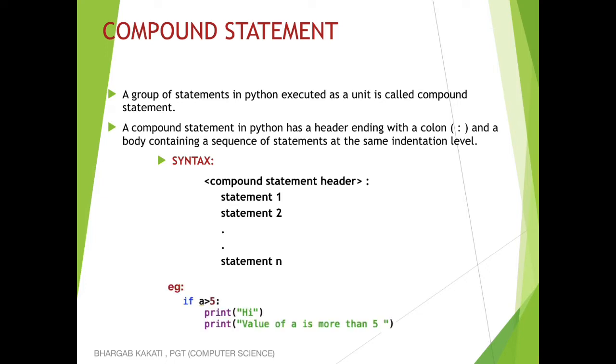For example, if I write if a greater than 5, and in the next lines we write print high and print value of a is more than 5, these two statements are known as compound statements. Why are these known as compound statements? Because these are a block of statements. How can we know that these are blocks of statements? Because after the statement heading, that is if a greater than 5, we are giving a colon over there. Okay, how the if statement works, that we'll see in the next part.